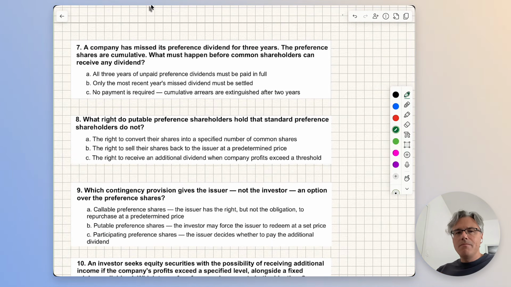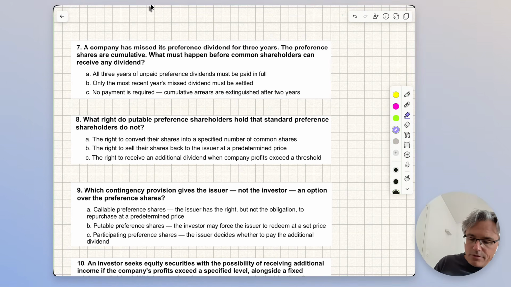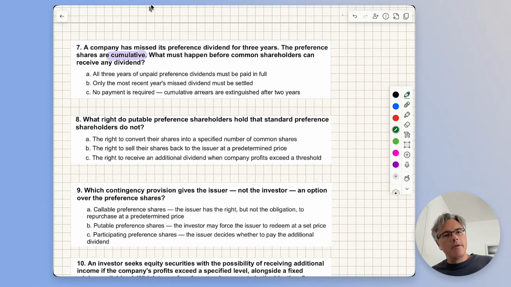A company has missed its preference dividend for 3 years. However, those preference shares are cumulative. What must happen before common shareholders can receive any dividend? This is an important point regarding whether you know what so-called cumulative preference shares do. And hope you still remember.